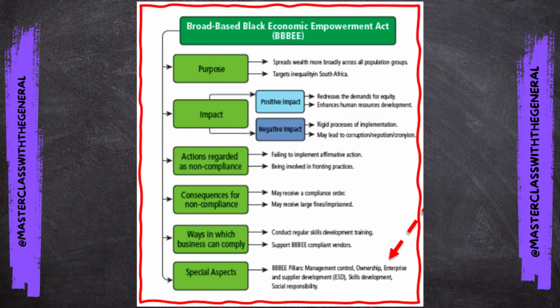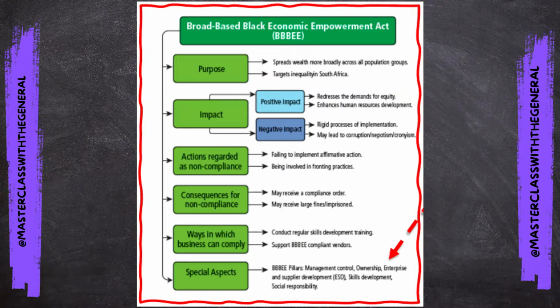It targets inequality in South Africa. By the way, in economics, we find that the Gini coefficient of South Africa is the highest in the world. There is the highest level of inequality in South Africa in the world. The gap between the rich and the poor is the biggest in South Africa. So triple BEE is there to address that. It targets inequality in South Africa.